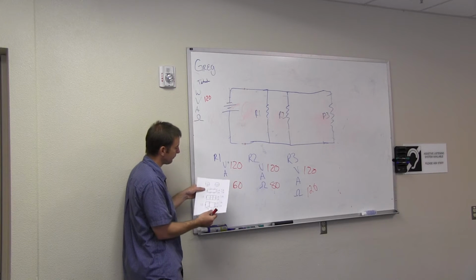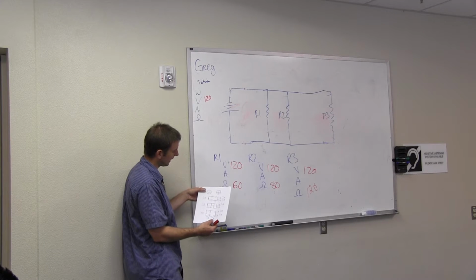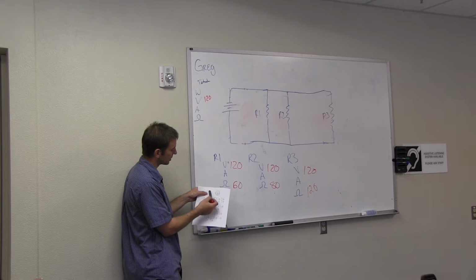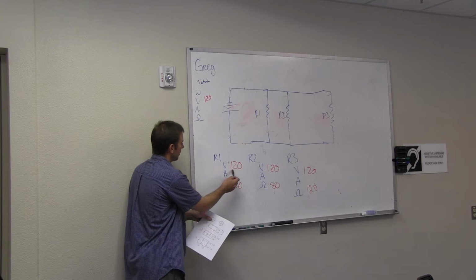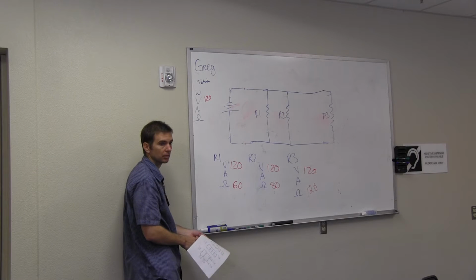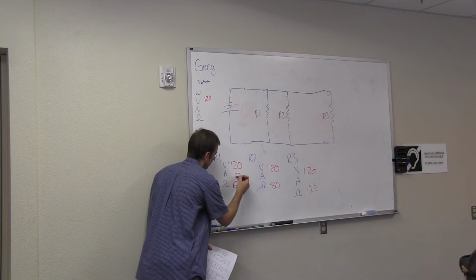So we're going to take that wheel on your left-hand side. We're going to cover up the A, because we don't know our amps. Divide. We're going to take our voltage divided by our resistance. So we're going to take 120 divided by 60 ohms, right? Which comes up to 2.